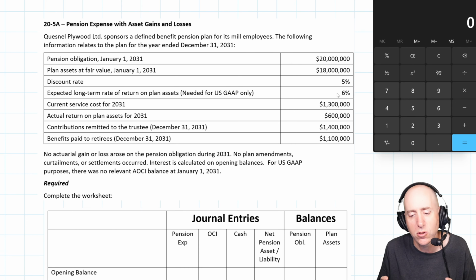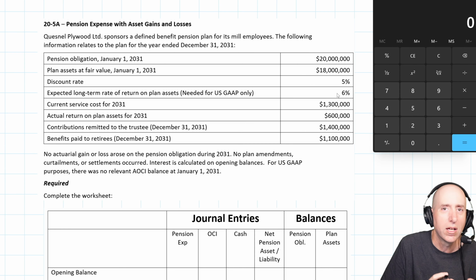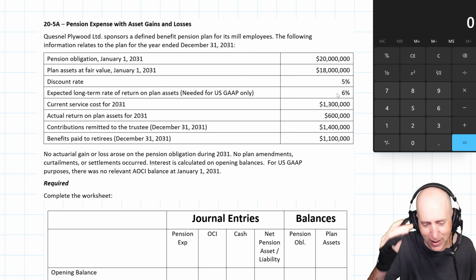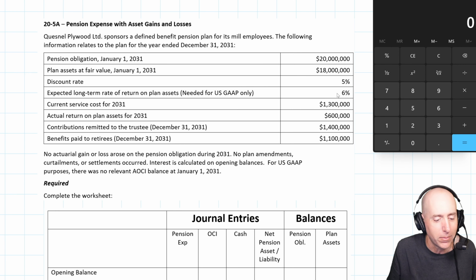US GAAP and IFRS treat it differently. So we're going to solve this thing top to bottom in US GAAP. Then I'll show you the tweak to get it to IFRS, and then one further tweak for us Canadian GAAP ASPE people, and you'll go last. Let's get into the problem.